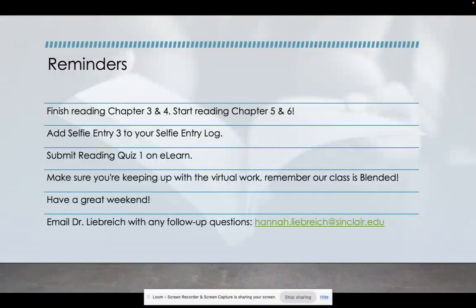Remember, half our class is online, half is in person, and you need to do both in order to be successful and earn a good grade in our class.